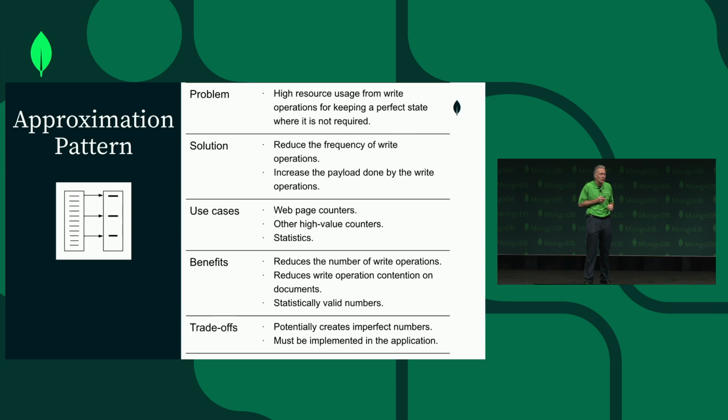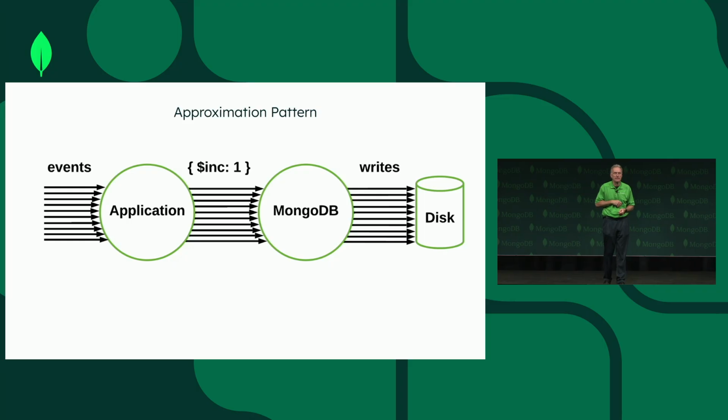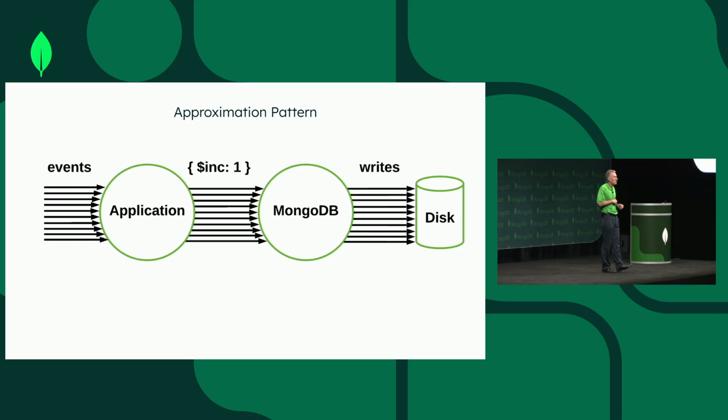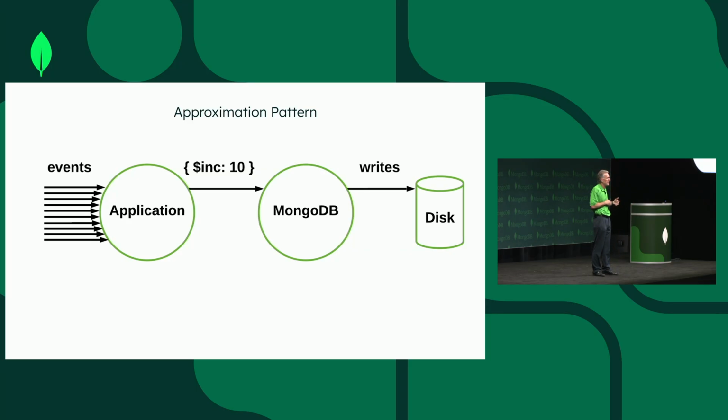So this one is a pretty cool pattern in order to avoid that. What we're going to rely on is the fact that we don't really need exact numbers. That's really important. And the way we're going to do it is we're going to increase the payload. We're going to do fewer operations, but increase the payload. Here's an example. If I was going to record all the write operations, every time I have an event, I do an increment by 1 on my counter, store the update in the database.